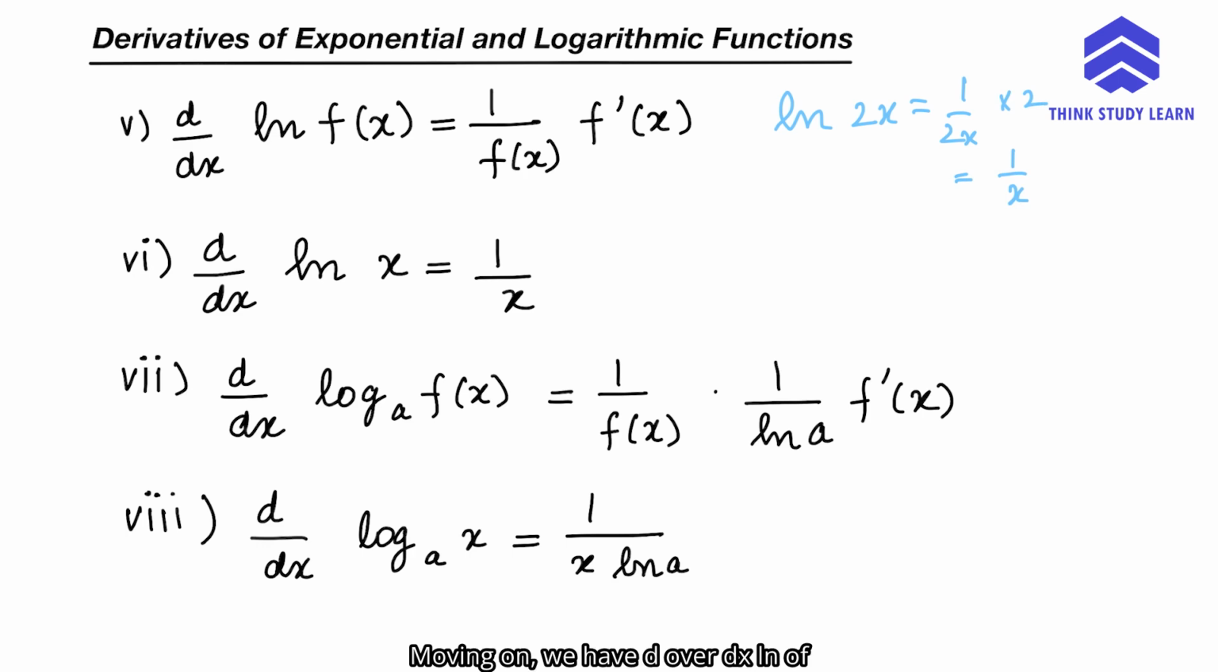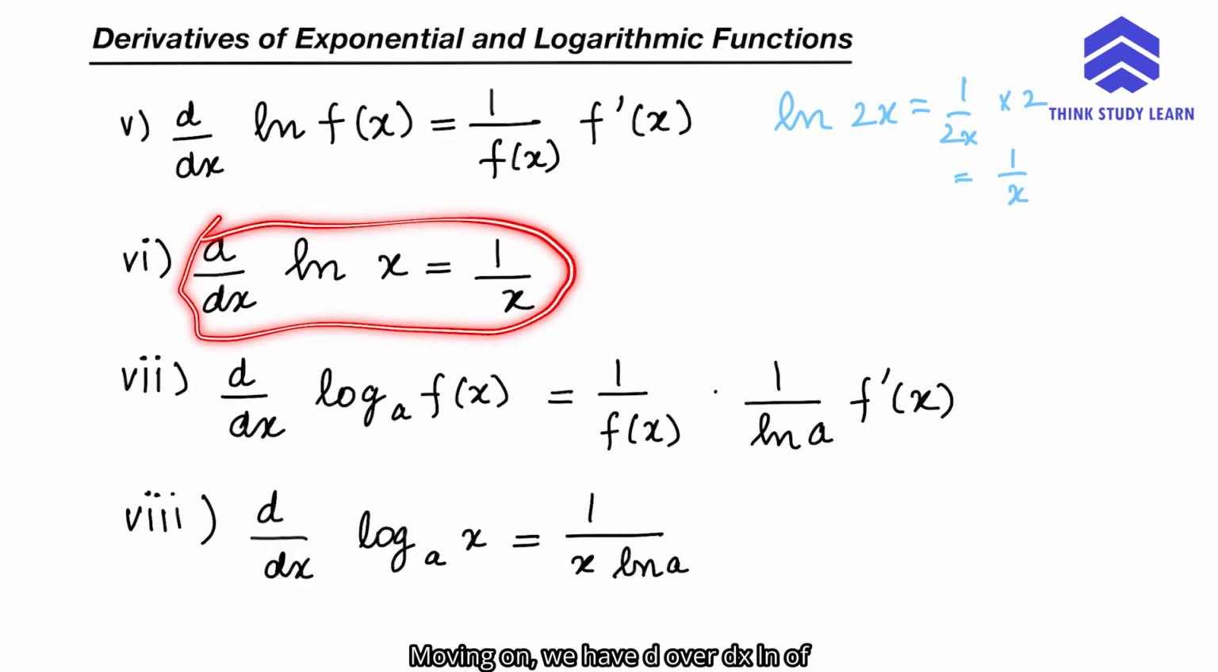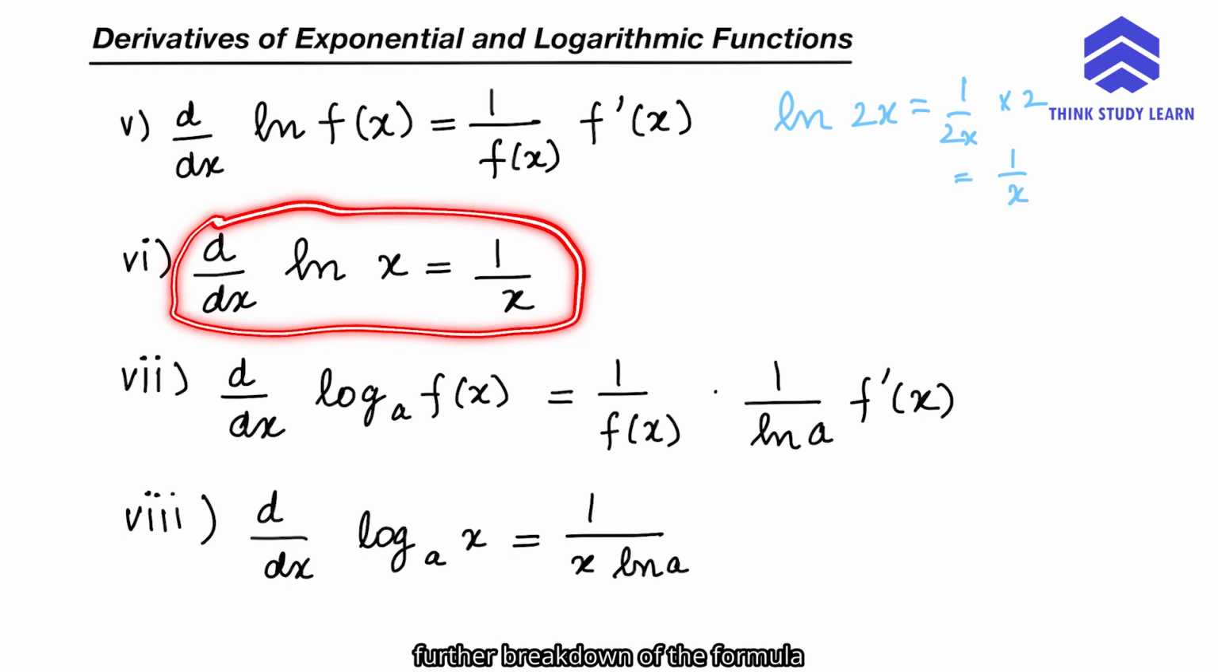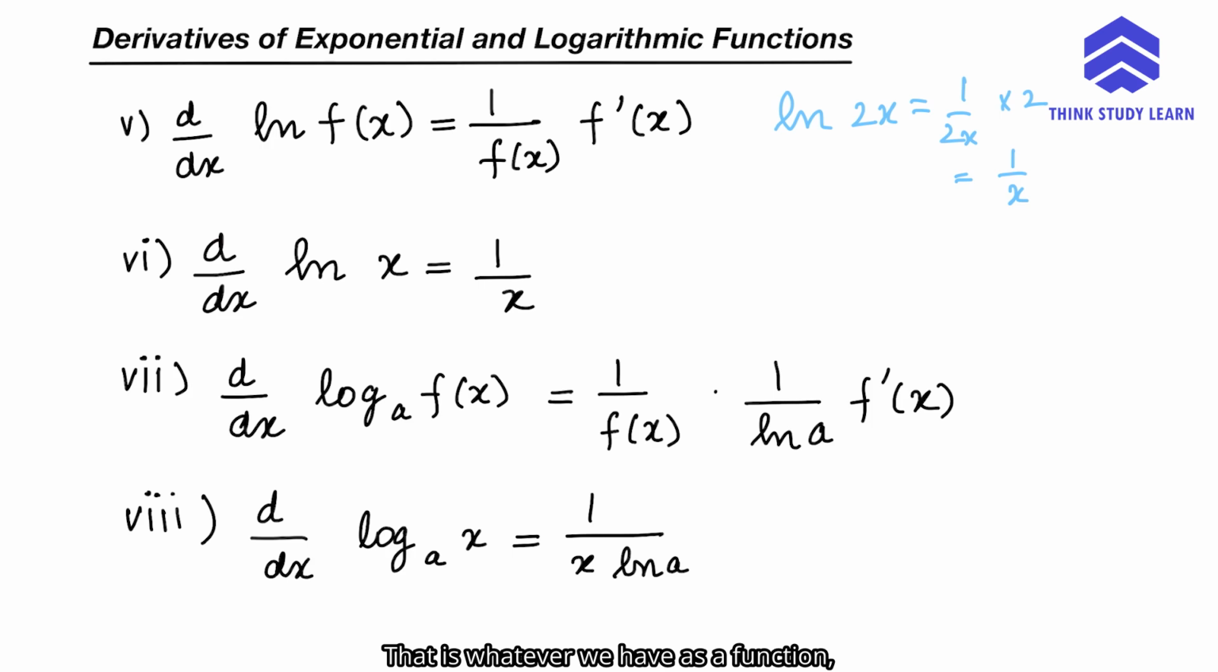Moving on, we have d over dx ln of x is equal to 1 over x, which is the further breakdown of the formula that we just studied. That is, whatever we have as a function, we'll write it in the denominator as we wrote it here, and then we'll take the derivative of the function. That is 1 in this case, and we'll have our final answer as 1 over x.